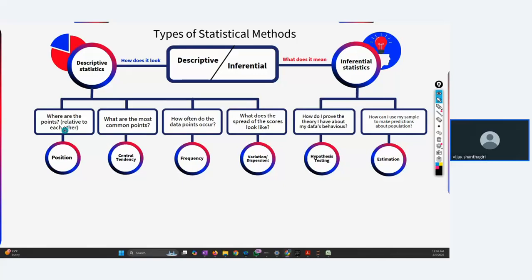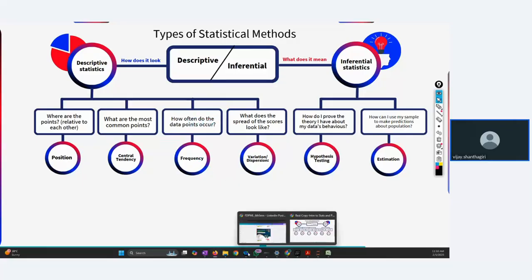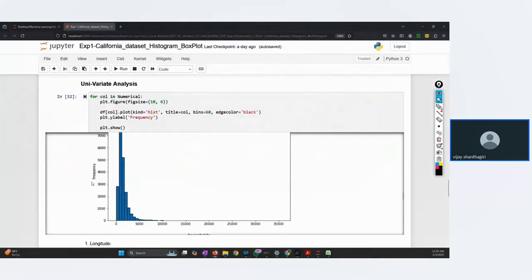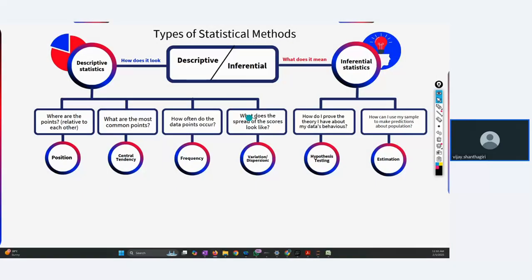Where the points are related to each other is called position. What are the most common points? It's called central tendency. How often do the data points occur? Frequency. See, that was frequency, what you just saw. Now, what does the spread of the scores look like? You have just studied that. Spread of the scores. Spread means variance. How do I prove the theory I have about my data's behavior?